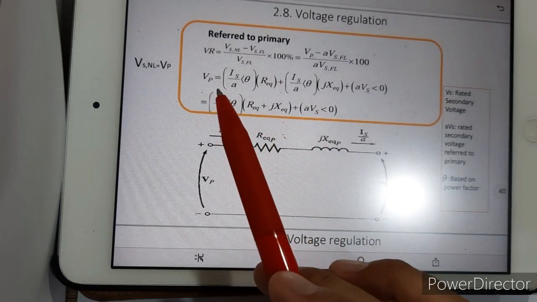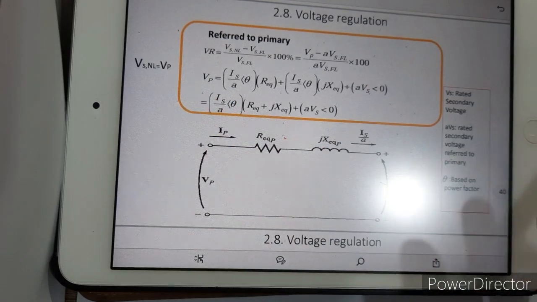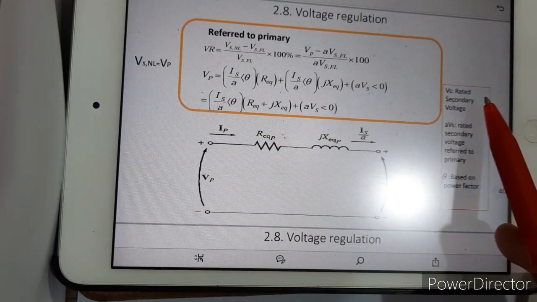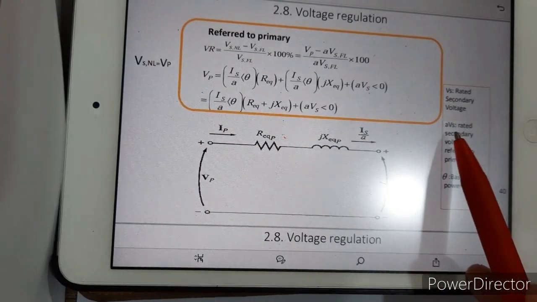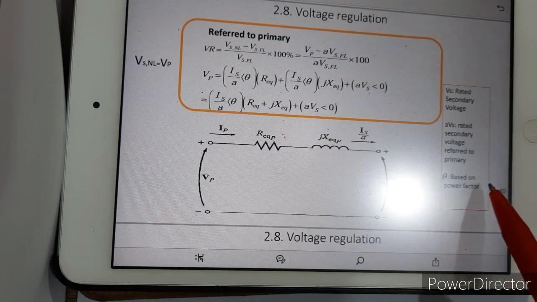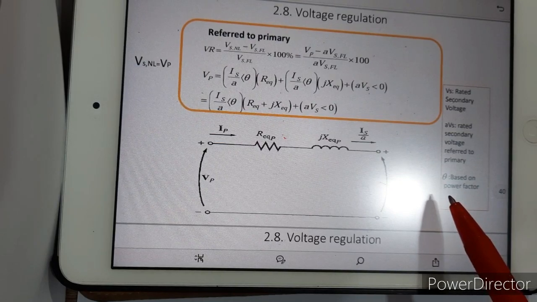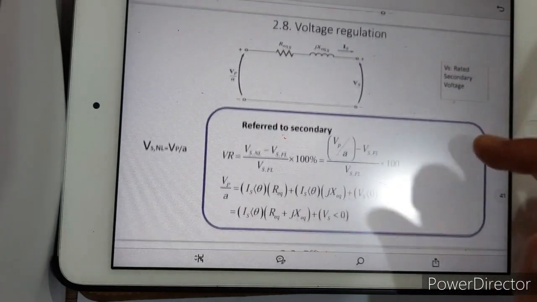So our purpose is to determine Vp. Vs is the rated secondary voltage, aVs is the rated secondary voltage referred to the primary, and theta is based on the power factor. So theta is based on the question.